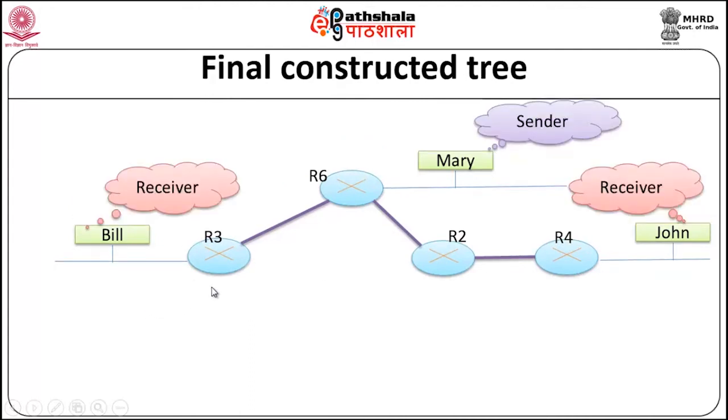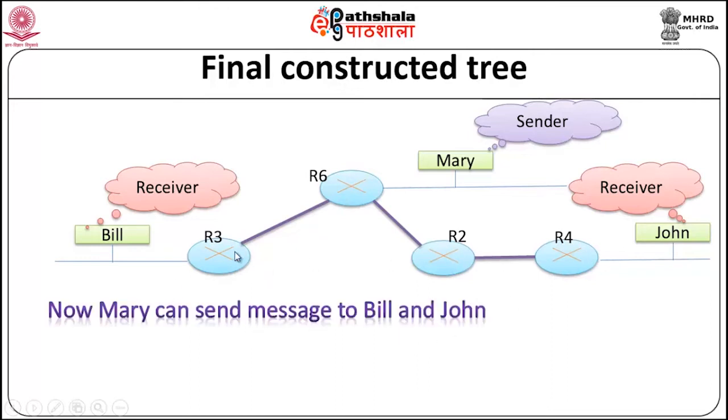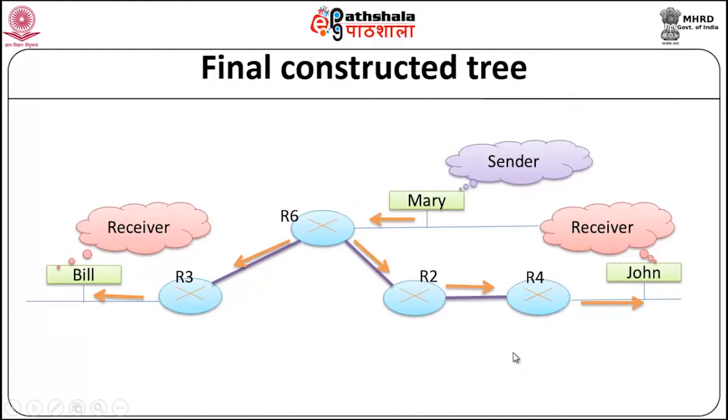So, once the final tree is constructed, you have the sender here and the receiver here, and Mary can now continue to send data. Now, you can see that since these other branches have been pruned, the data is not unnecessarily transmitted along other paths, but only to the necessary receivers. Okay. So, now Mary can send all the messages to Bill and John. So, this is basically how the PIM-DM mechanism will work. Okay. So, you can see that data is being sent from Mary to both the receivers.